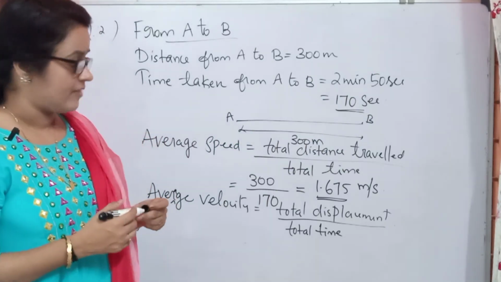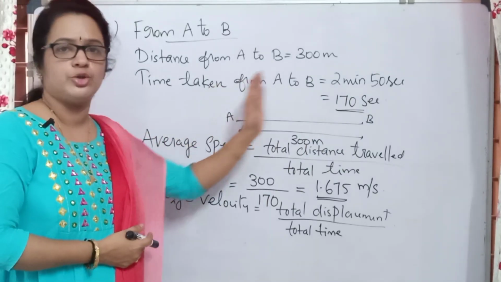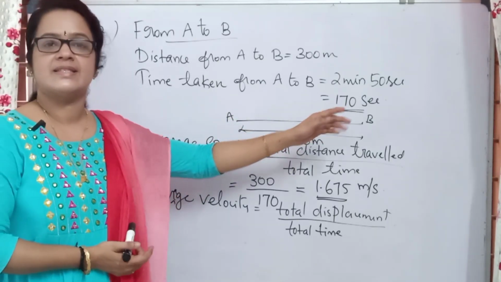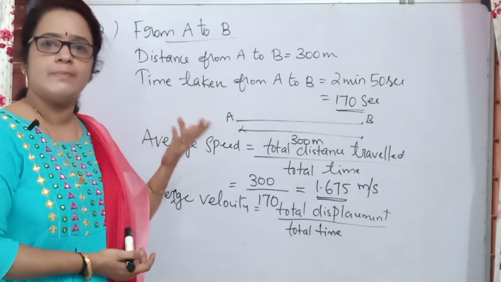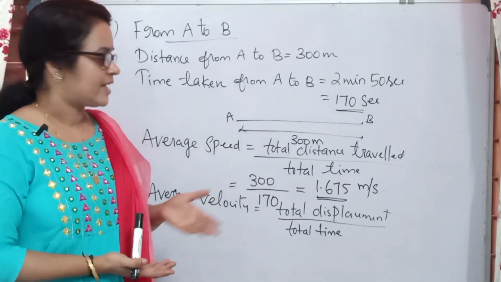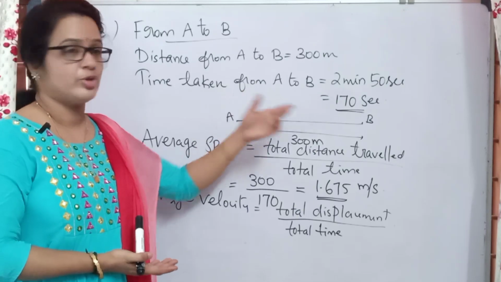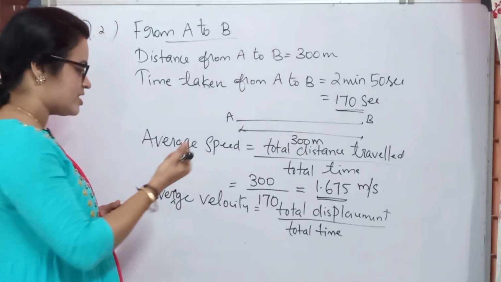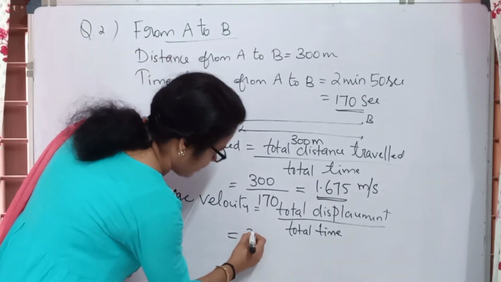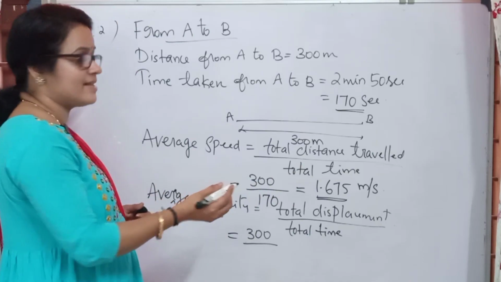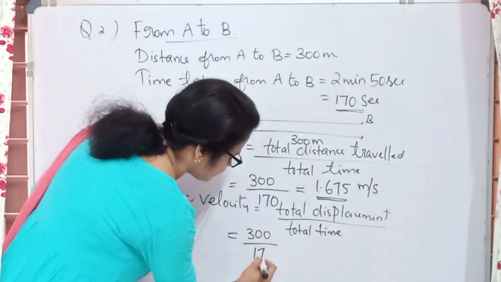So here he is traveling in a straight line from A to B. So what will be the shortest distance between A and B? This is the straight line. Okay, so the same length we can use. So here 300 meters will be the displacement. Right, and what about the time? Time is also the same, 170 seconds. Right, so how much are we getting? Average velocity will be equal to total displacement 300 divided by total time, how much? Yes, that is 170 seconds.